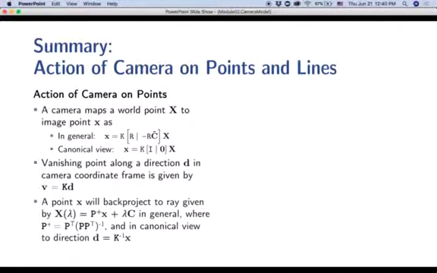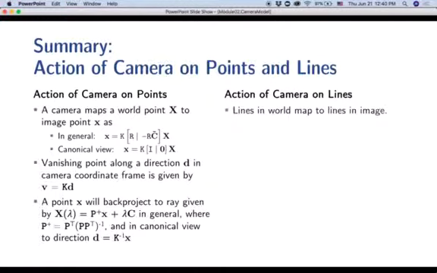Okay. A point x will back project to a ray given by X(λ) is equal to P⁺x + λC in general, where what is P⁺? It's defined as Pᵀ(PPᵀ)⁻¹. And in the canonical view, this relationship is even simpler. It's d is equal to K⁻¹x. Okay.